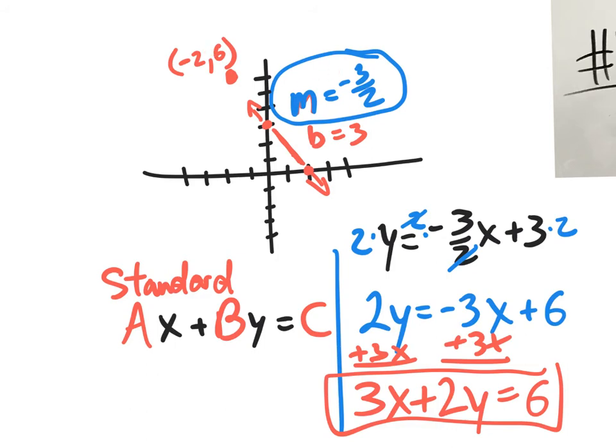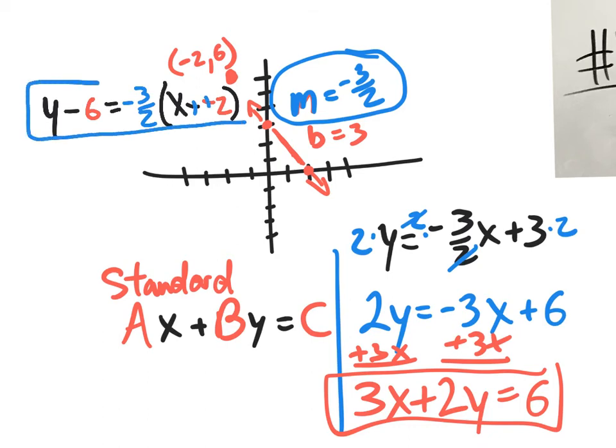And if they ask you to write it in point slope form, that's really easy. It's just going to be y minus y1. What would y1 be? 6 equals m, negative 3 halves, parenthesis x minus x1, negative 2, which changes to plus 2. And ladies and gentlemen, that's your point slope form equation of that line. That will be on the test as well.